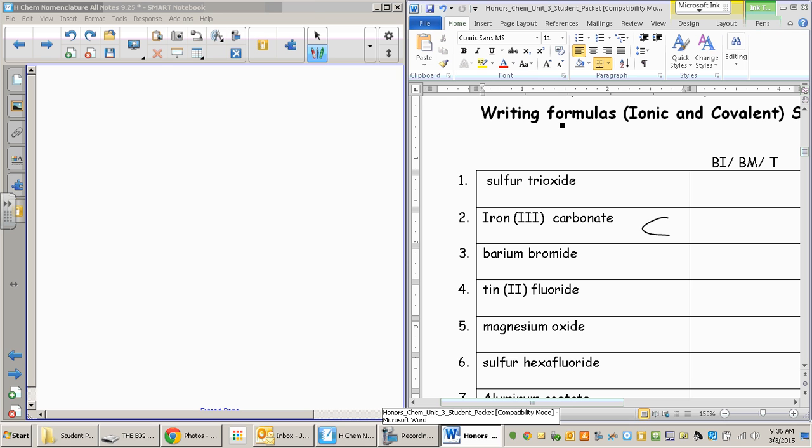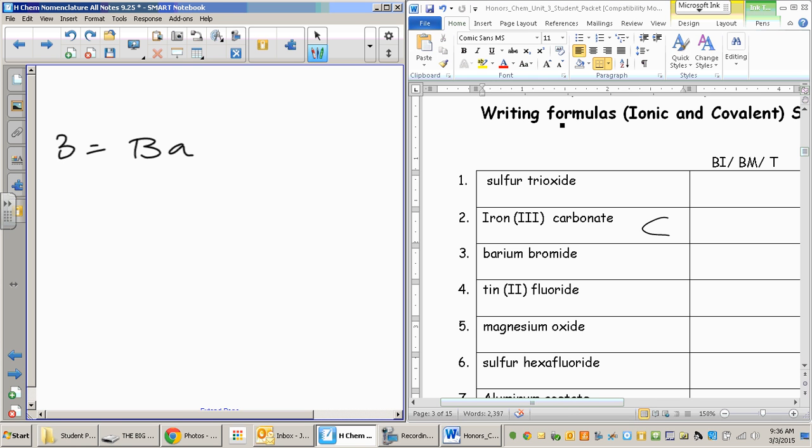All right, so number 3, we just said, was barium bromide with a 2 subscript. You told me it was ionic, right? So that's going to be BI, which means binary ionic. What does binary refer to? 2. Are there 2 types of elements here? Yes. Okay, so this is a binary ionic compound.